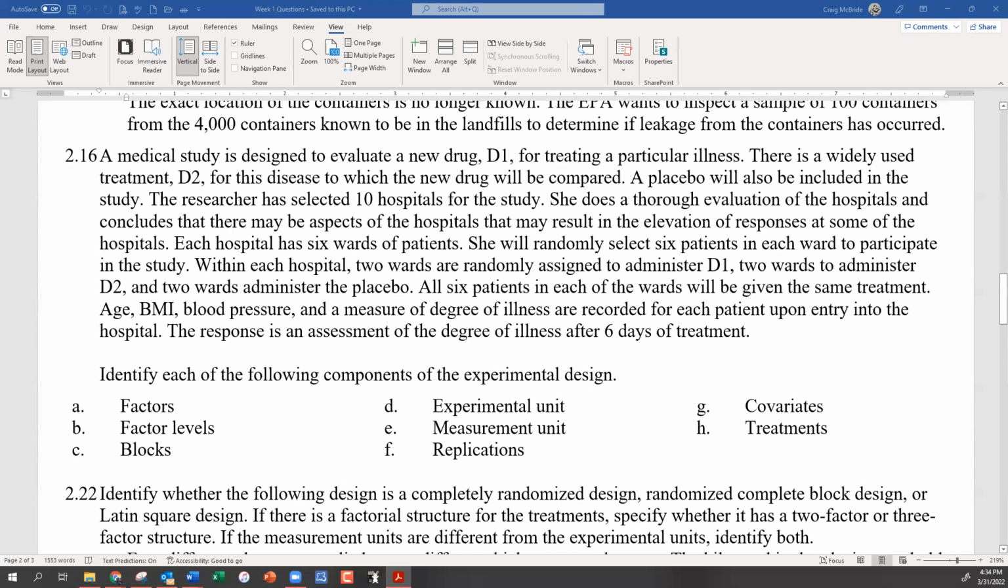You're not going to the ward and measuring patients, right? If the ward was the experimental unit and the measurement unit was the patients, then that would mean you went to each ward and you measured patients. You basically measured how many patients were in that ward. That's not what we're doing. We're measuring degree of illness on our patients. So our patients are the experimental units, and our measurement unit is degree of illness.